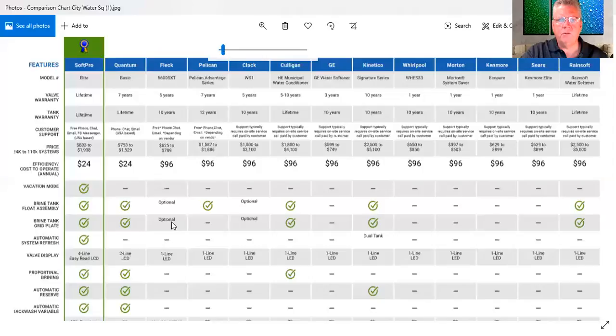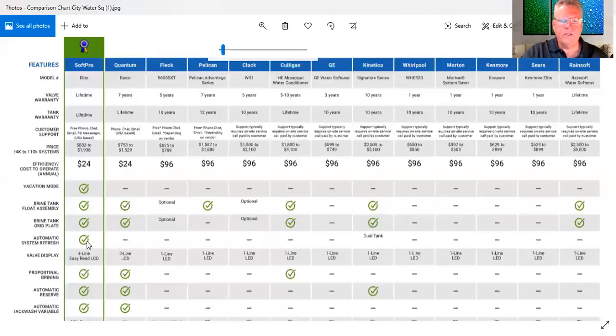The Fleck is optional depending on vendor. Pelican, they don't include that. And Clack is optional as well, depending on vendor. Culligan includes it. General Electric does not. Kinetico does. Whirlpool, Morton, Kenmore, Sears do not. Rainsoft does.